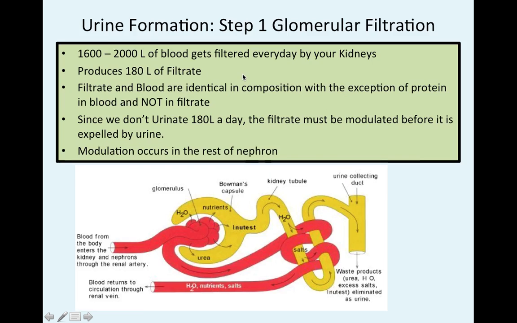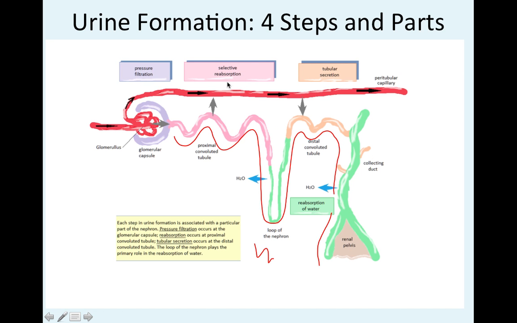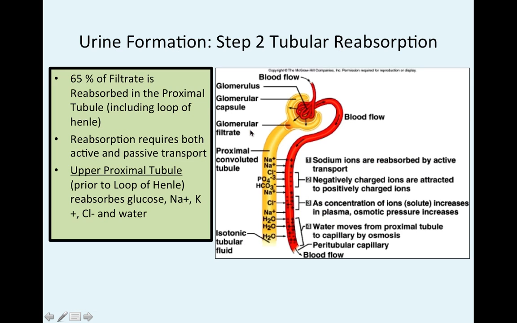Now that we've passed the filtrate, so if I go back here, we're past the glomerulus filtrate, and now we're going into here, the proximal convoluted tube. And during the proximal convoluted tube, a lot of reabsorption takes place. 65% of the filtrate is reabsorbed. Okay, and this is including the loop of Henle, which we're going to get to. So reabsorption requires both active and passive transport, and we'll talk about when you use active, when you use passive.